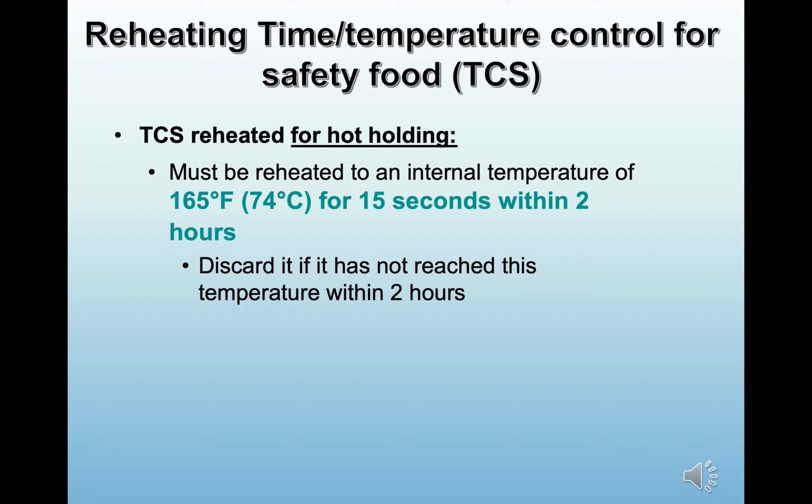TCS foods, or time temperature controlled for safety foods, that are reheated for hot holding must be reheated to an internal temperature of 165 degrees Fahrenheit for 15 seconds within 2 hours. If the reheated food has not reached 165 degrees for 15 seconds within the 2 hours, you must discard it.